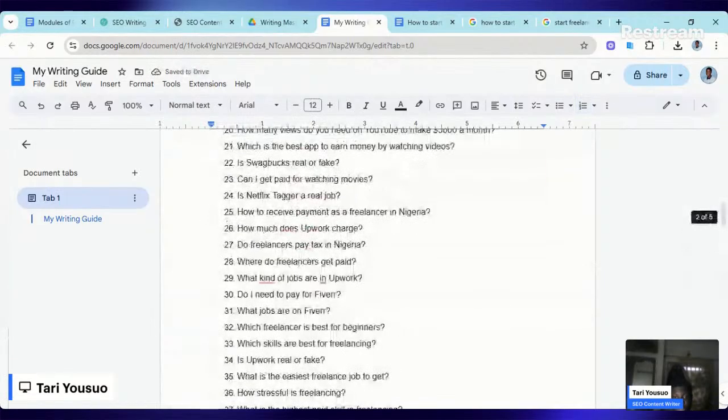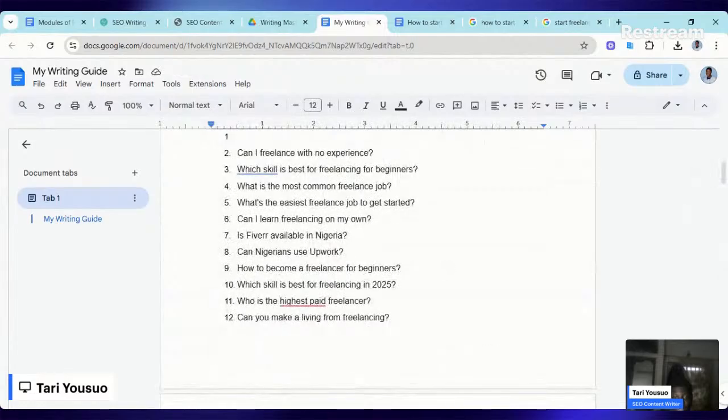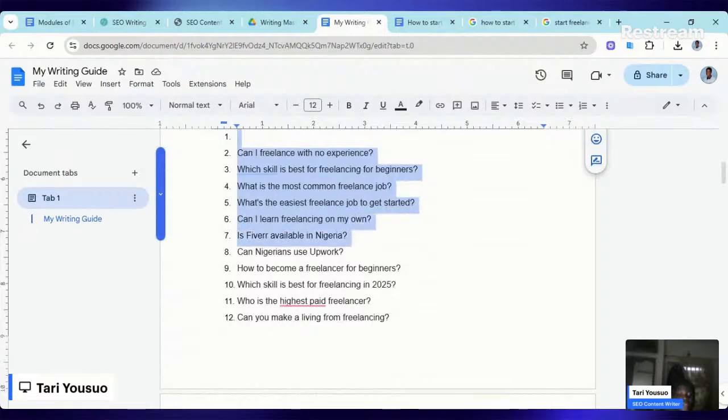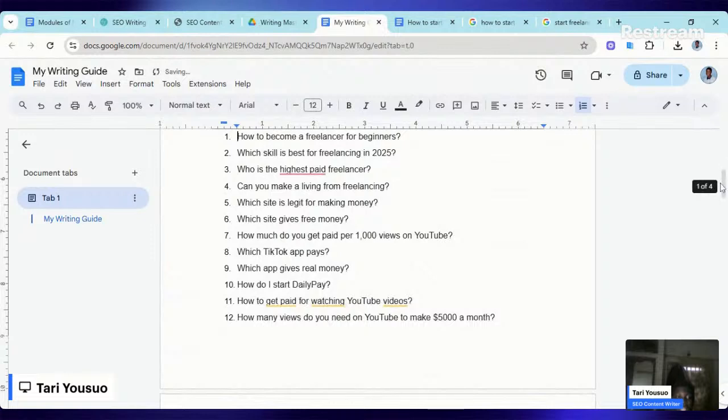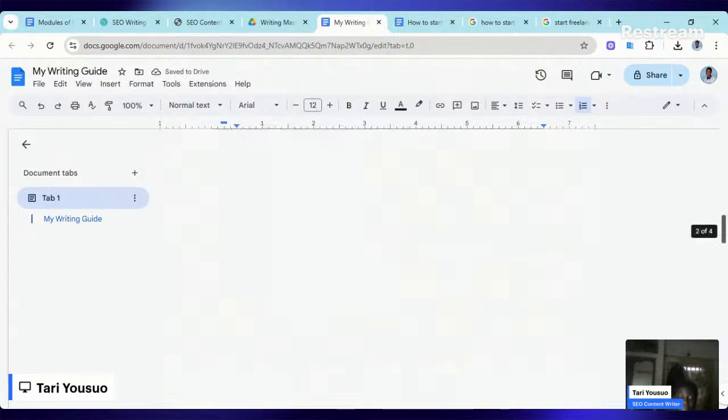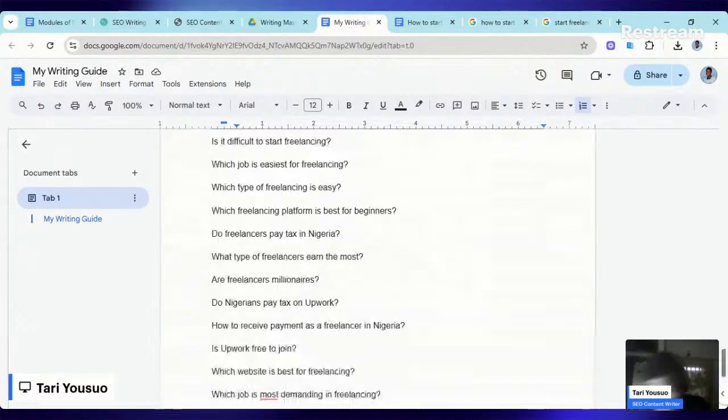We are almost done with this part. Can I freelance with no experience? Which skill is best for beginners? What's the most common freelance job? What is the easiest job to get in freelancing? Is Fiverr available? So Fiverr is another freelancing platform. Can I just use Upwork? How to become a freelancer? We basically have tackled that. But then, which skill is best for freelancing in 2025? This is a similar question to all we have been having, except that it adds a new dimension, 2025.